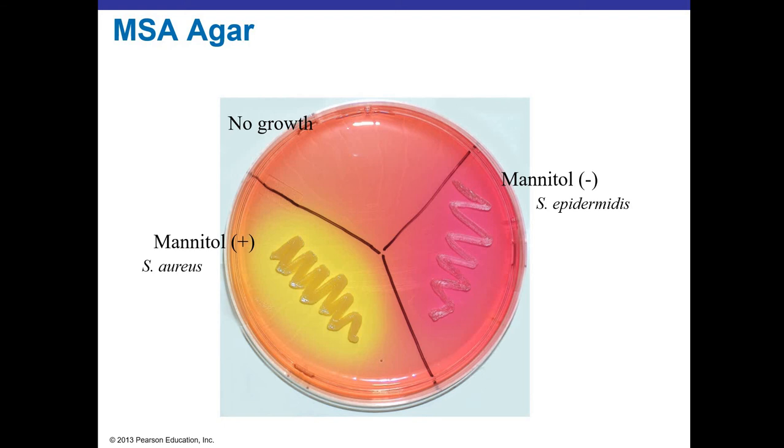Both of them will grow because they are halophiles, but on the left-hand side, we see Staph aureus has this nice yellow halo around it, indicating that it has fermented the mannitol and produced the acid, changing the color of the media to yellow. On the right-hand side, we see Staph epidermidis is growing, but it can't ferment the mannitol. So being mannitol negative, there's no change to the color of the media. Up above, whatever organism was streaked there, it's a non-halophile. There's no growth because it couldn't survive the salt.